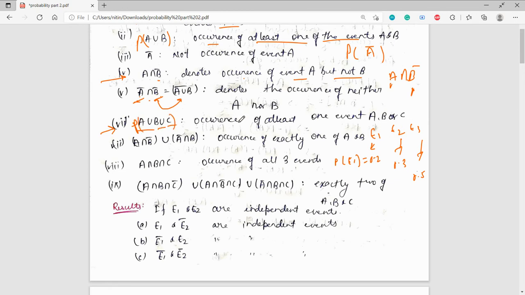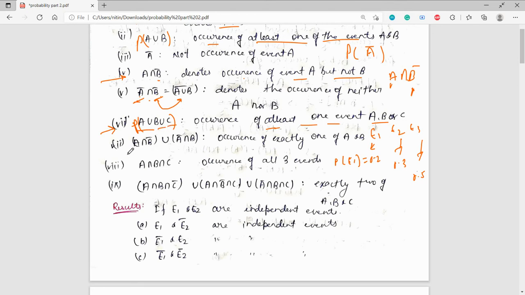So it means that if somewhere it's talking about occurrence of at least one event of A, B, or C, at least one event means it may occur that some two events are also occurring, three events are also possible. Maybe B and C can occur together; any possibility can be there, but at least one event is occurring. In that case, you have to use this particular thing of A union B union C.